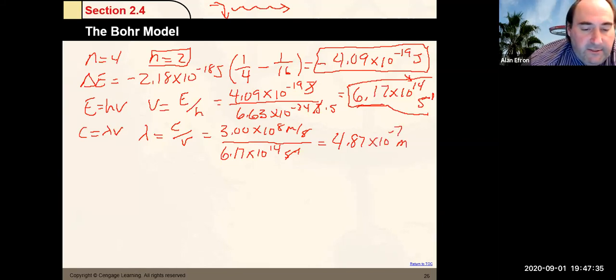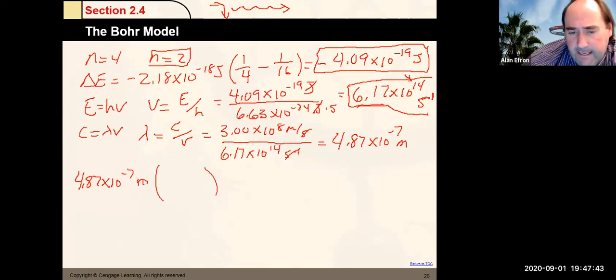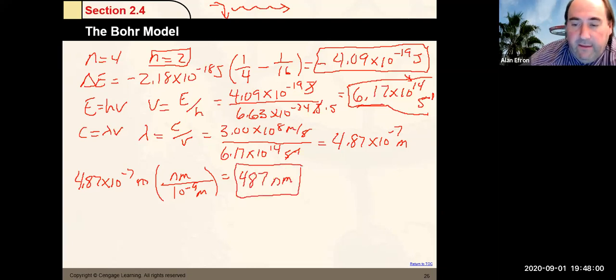And again, here, since we are in the visible part of the spectrum and talking about colors, we want to convert it to nanometers. So again, 10 to the minus 9 meters is a nanometer, and we would divide that by 1 times 10 to the minus 9. That's going to give us 487 nanometers as our wavelength. Any questions on those there?